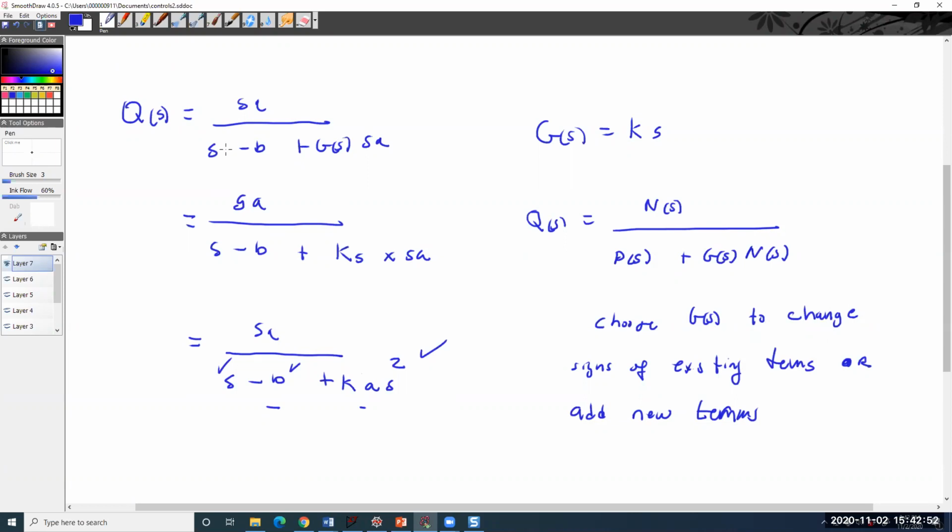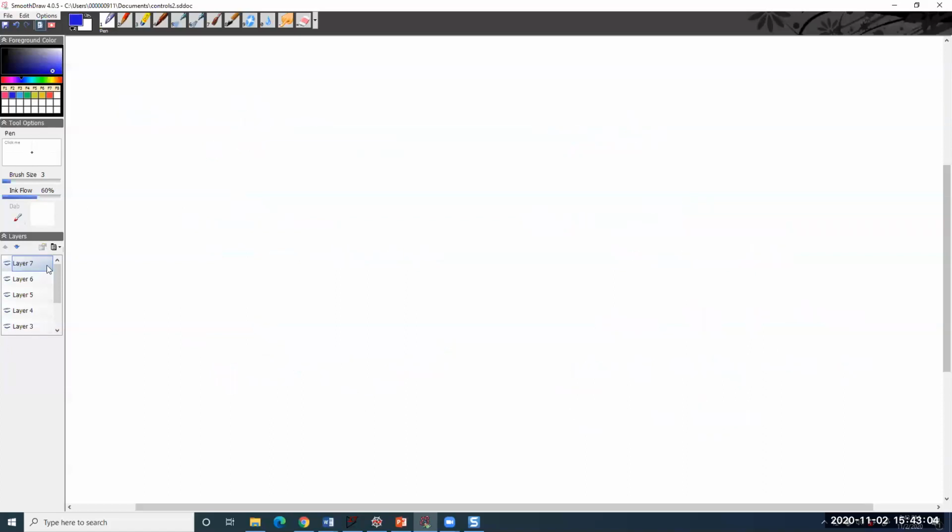In either one of these, I'm either changing the sign of this or changing the sign of that. But other times I'm adding something. So if this was my old N of S, and I had S squared plus 1 G of S, what can I multiply by N of S to get that missing term?